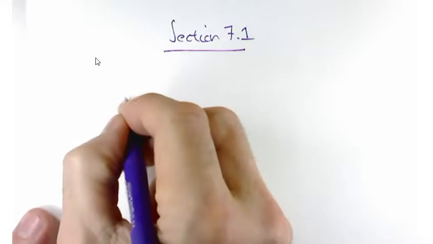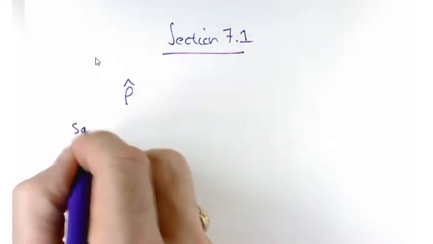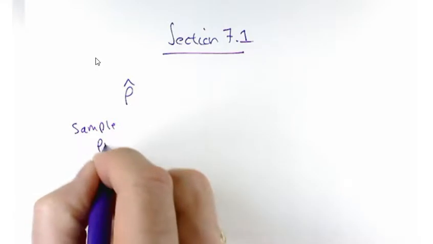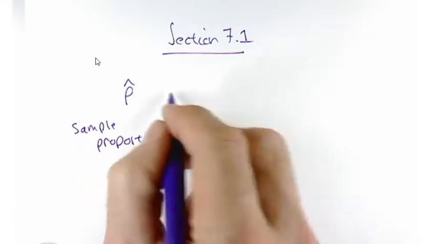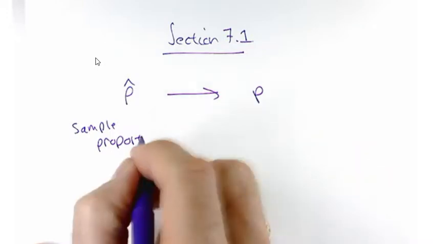So, quick question for you here. P hat, what's that stand for? Sample proportion. Sample proportion. And that estimates P, the population proportion.